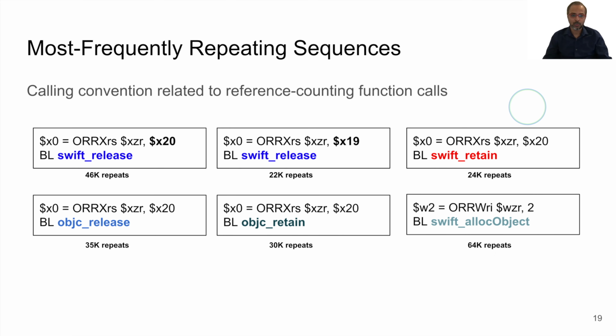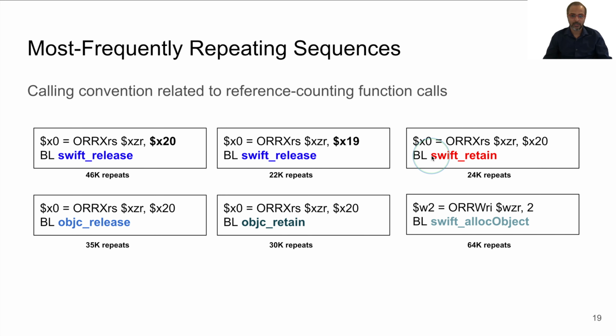Here are a few most frequently repeating patterns. This two instruction sequence moves a value in register 20 into register x0 and calls swift release, which decrements a reference count of the object in x0. It repeats 46,000 times. This is a similar sequence as the previous one, with the only difference that the object in this case was present originally in register x19.